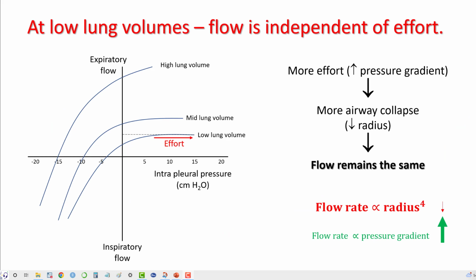At low lung volumes, the flow becomes independent of effort, and that happens because as you increase your intrapleural pressures, your pressure gradient increases, however the diameter drops. And as you know, the flow rate depends more on the diameter of the airway rather than on the pressure gradient. So you would not be able to overcome the reduction in flow rate generated by the smaller diameter of the airway.